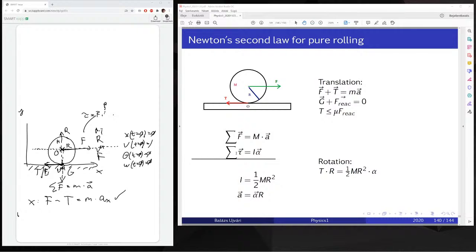Oh, you can't see it. F times d, and this is 0. Even worse.